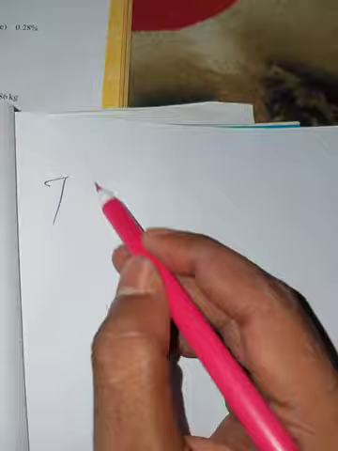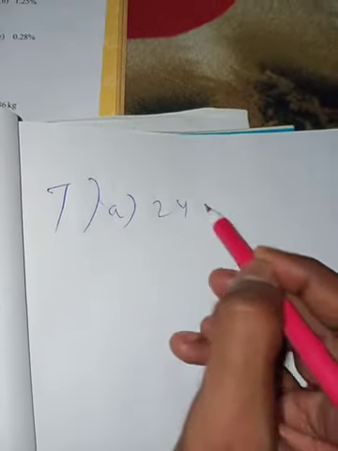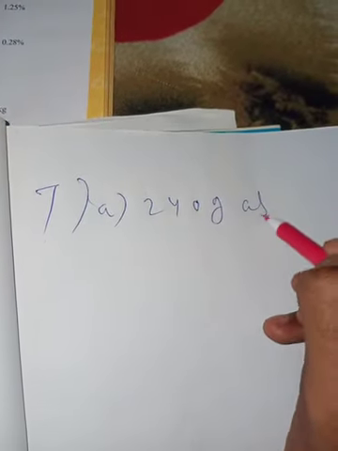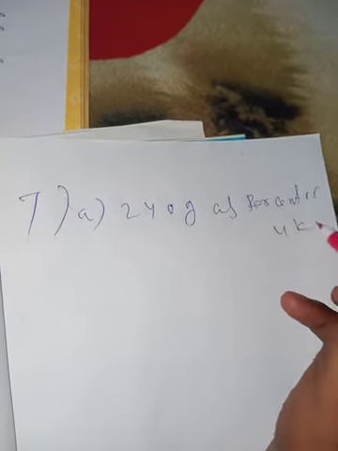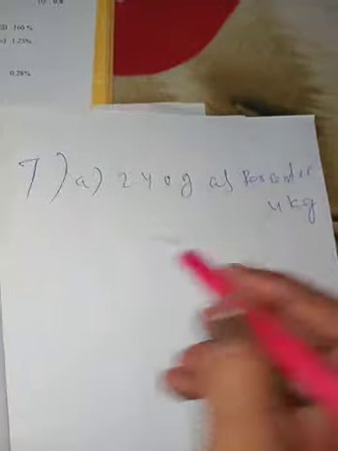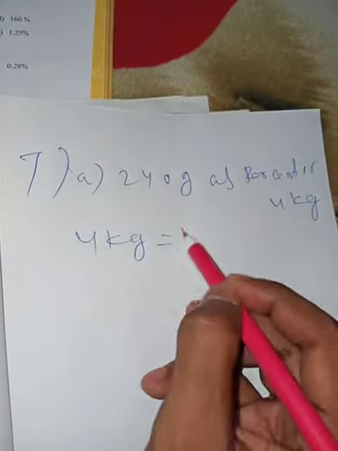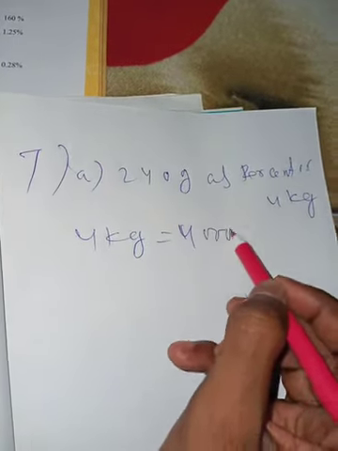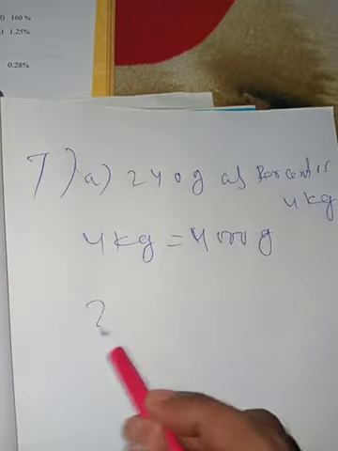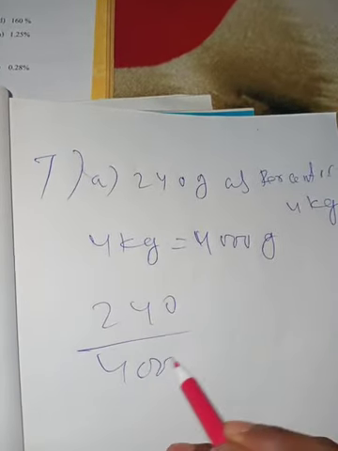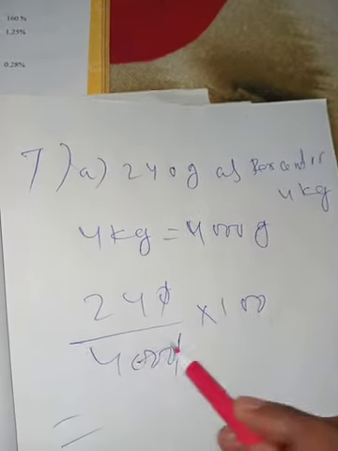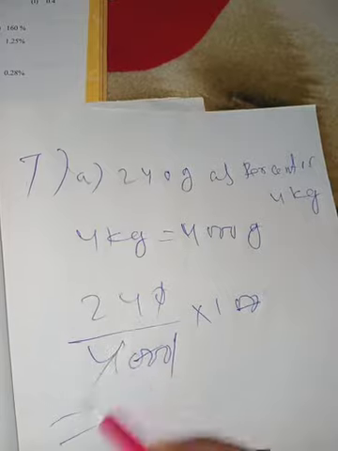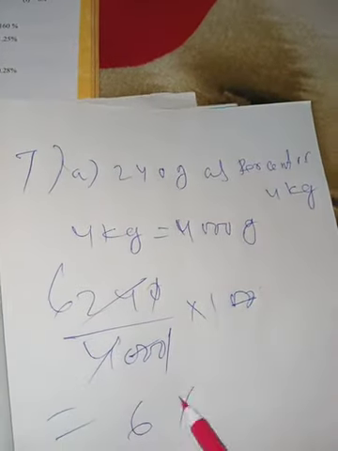Now number 7, it says express 240 gram as percent of 4 kg. First convert 4 kg means 4000 gram. So 240 by 4000 into 100 is the percentage. So that is 6%.